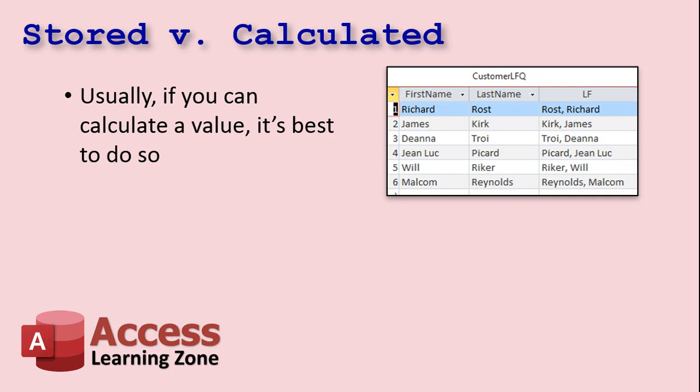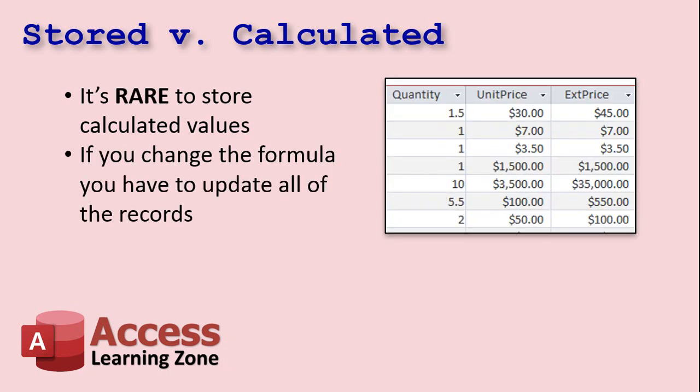Now, usually, if you can calculate a value, and it's the same calculation every time, it is best to do so. Here, for example, you can see the customer last first query that we built in the blank template. It's just last name, comma, first name, but it's a calculated field, and it's always the same. Take the last name, comma, space, first name. Done. Here's another one, extended price from our order detail. Quantity times the unit price is the extended price. That's always the same. It never changes.